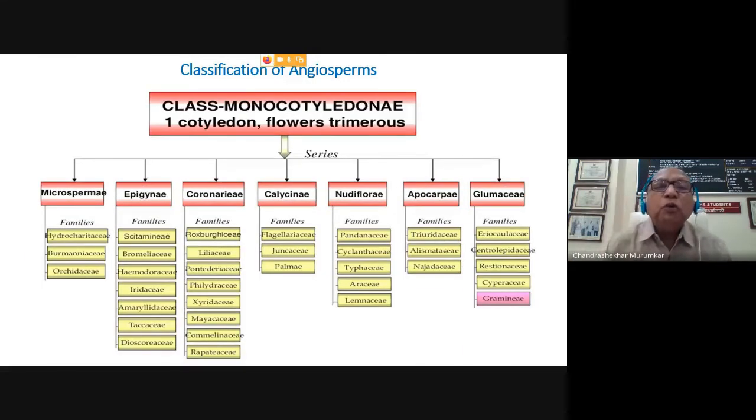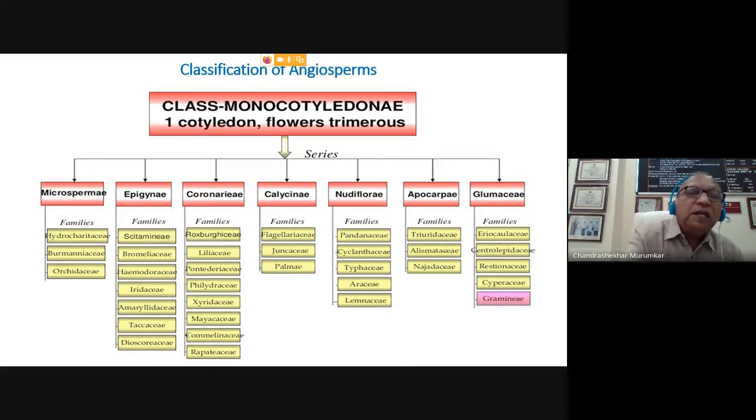Similarly, in the monocotyledons also, they were classified into 7 series directly: Microspermi, Epigyne, Coronary, Calycini, Nudiflory, Apocarpi, and Glumaceae. Obviously, Microspermi means the plants which were aquatic and the embryo was too minute. They were the endospermic plants.